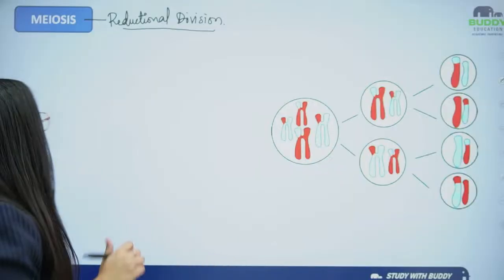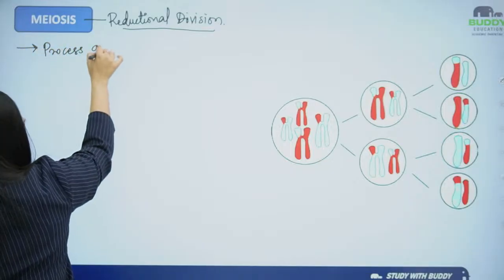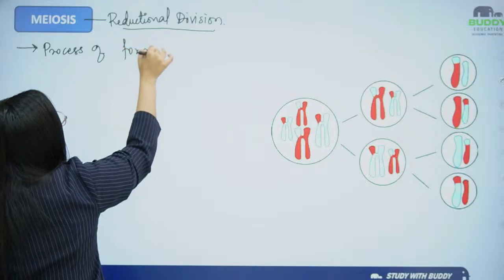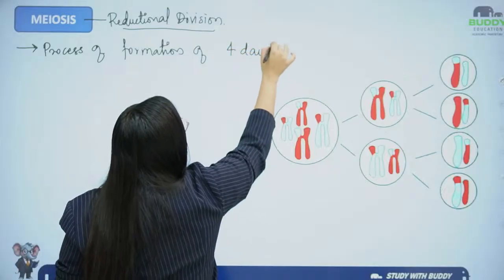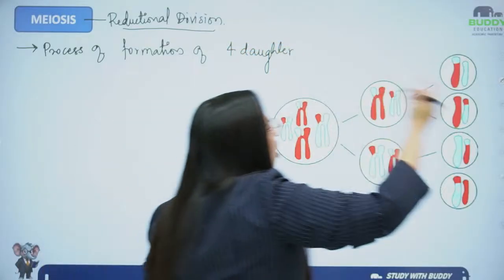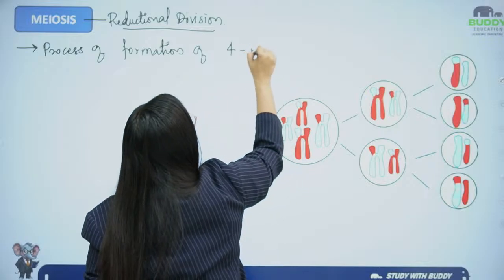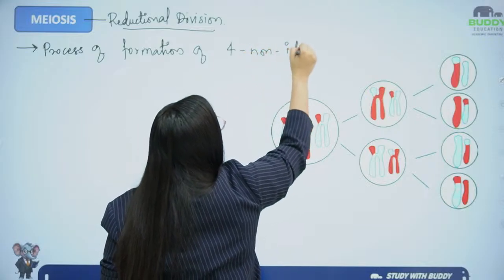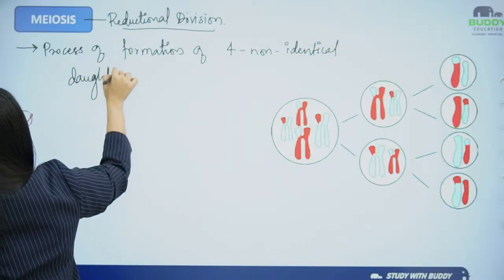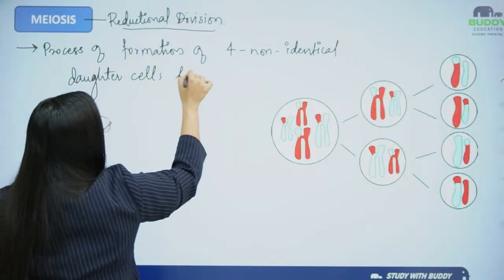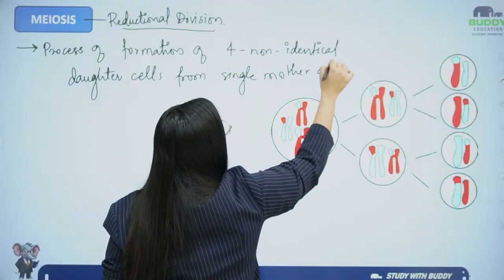Meiosis is the process of formation of 4 non-identical daughter cells from a single mother cell. Let's write it this way: 4 non-identical daughter cells from a single mother cell.